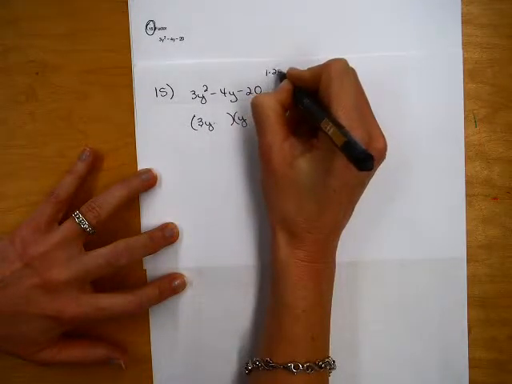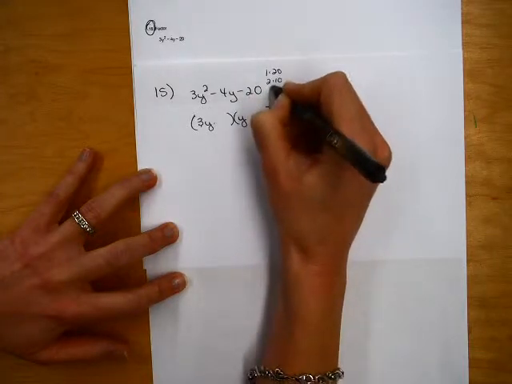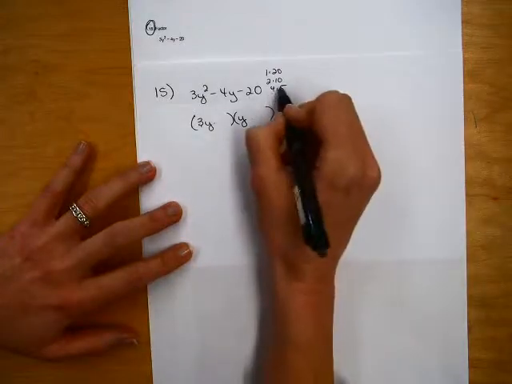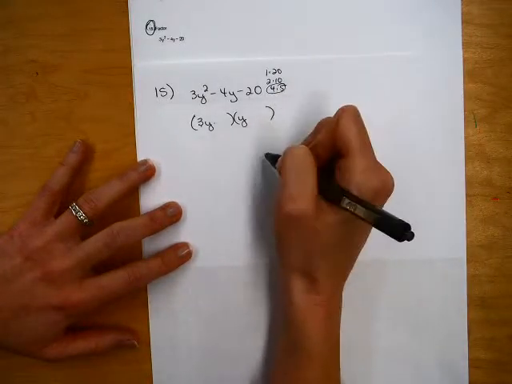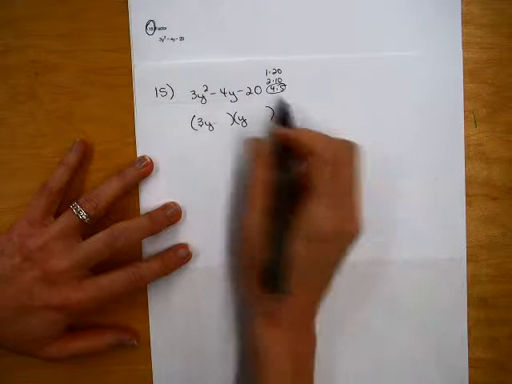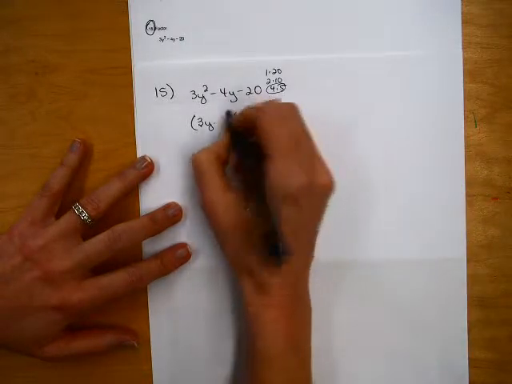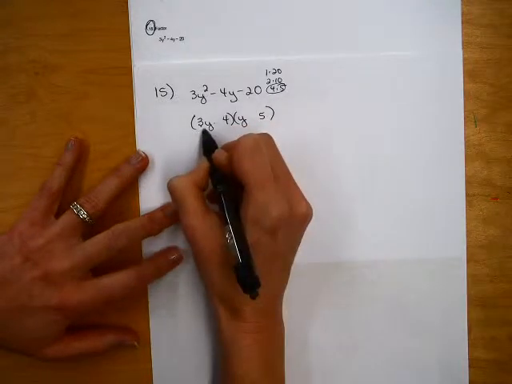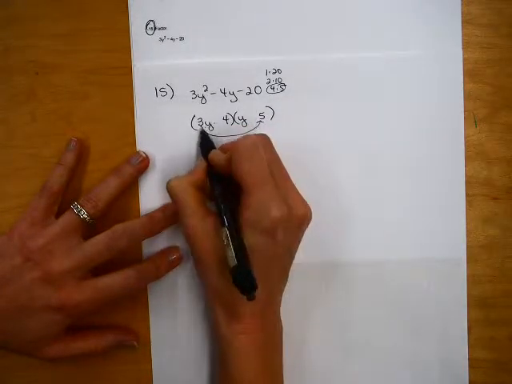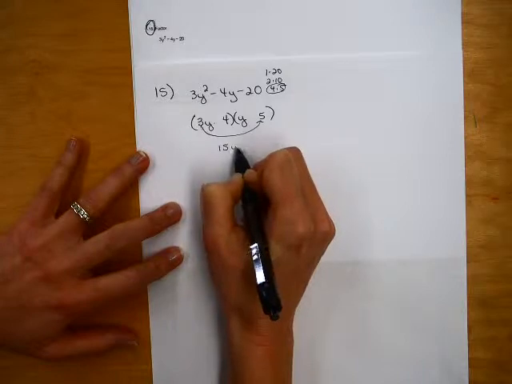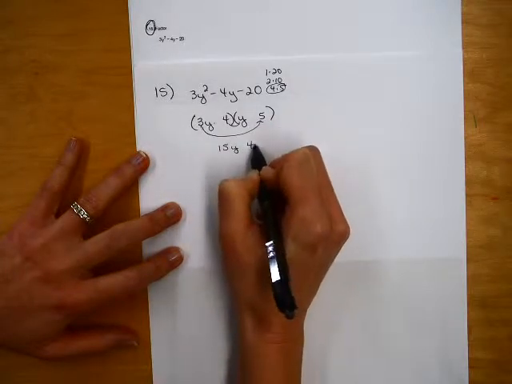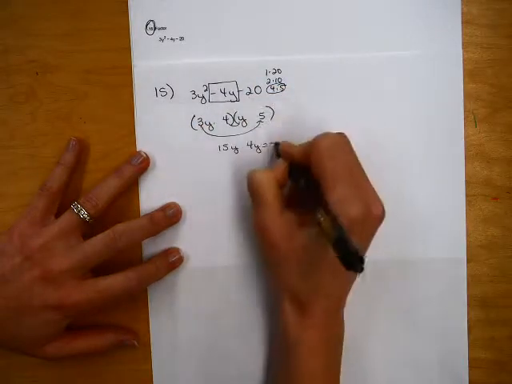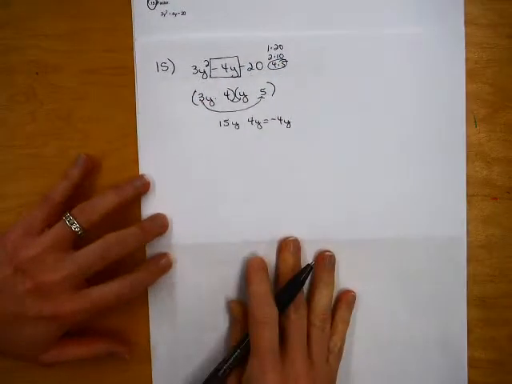So I factor 20, 1 times 20, 2 times 10, 4 times 5. And so I'm going to start with the 4 and the 5. I don't know if that's going to be what works because of this 3 here, but I'm going to start with that. So if I put a 5 here and a 4 here, then I would have outer times outer, 3y times 5 would be 15y, and inner times inner would be 4y. Is there any way those two would give me negative 4y? And the answer, of course, is no.